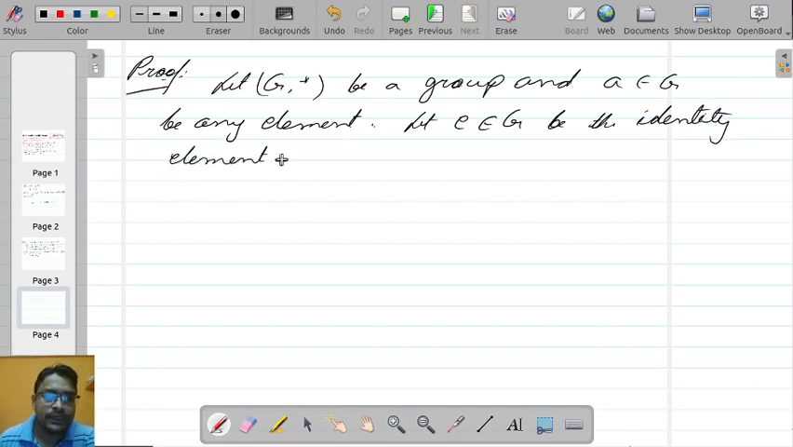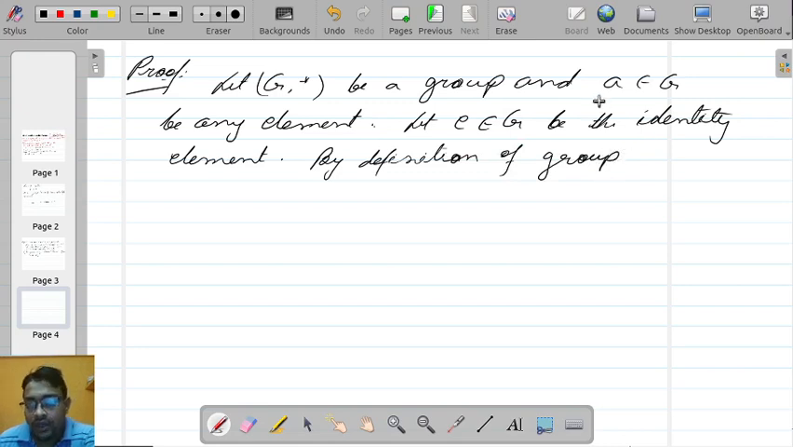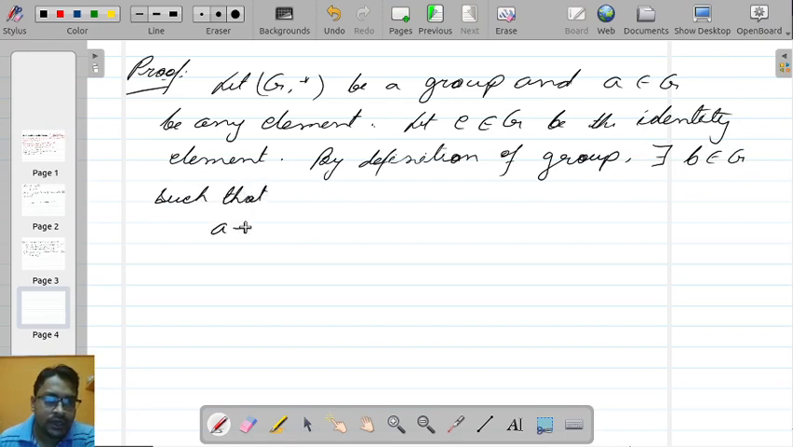So by definition of group, the definition of group says that for this element A there exists an element B inside G such that A star B equal to identity equal to B star A. By definition of group there is such an element B. Now I have to show that there is only one such element.